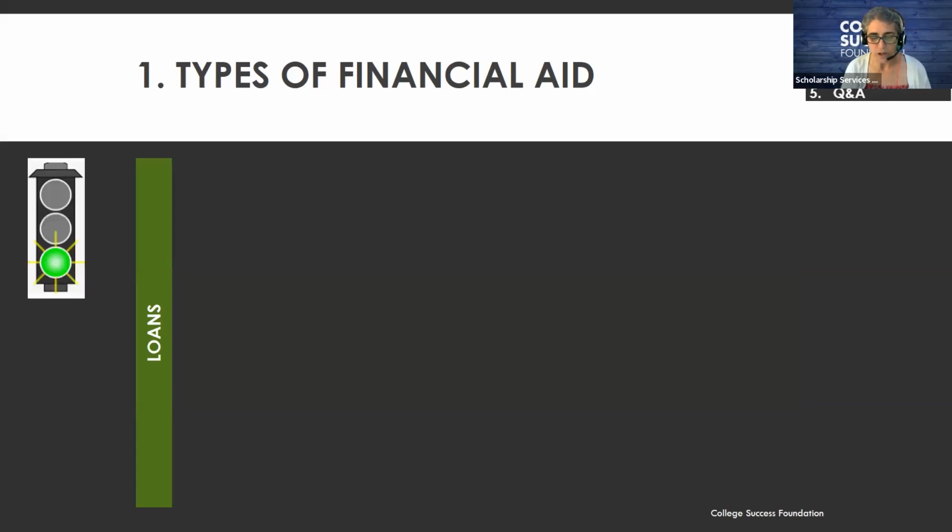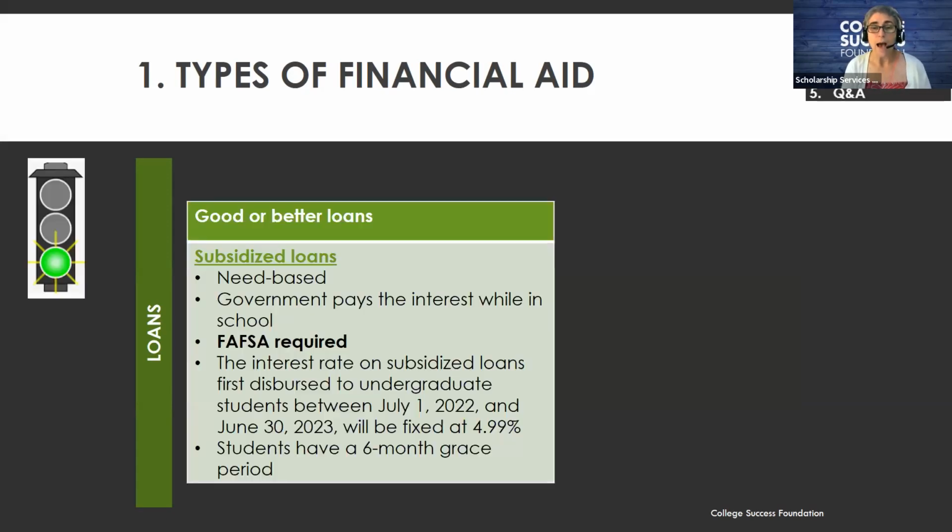The next one I wanted to cover for you is loans. And we're going to separate between good or better loans, not so good, and really stay away from. So the best option here is the subsidized loan. It's a federal student loan that is need-based. It's pretty much an interest-free loan while the student is enrolled in classes, because interest doesn't really start accruing until after the student ceases to be enrolled or once they graduate.